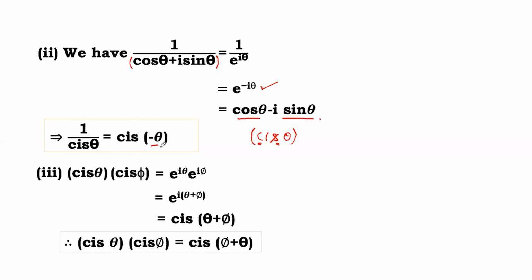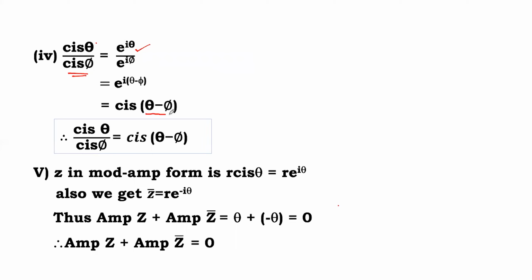Now, what if we have to divide this, right? When we have to divide e to the power I theta upon e to the power I phi, this will be e to the power I theta minus phi, right? So we can write this as cis theta upon cis phi as cis of theta minus phi, right?